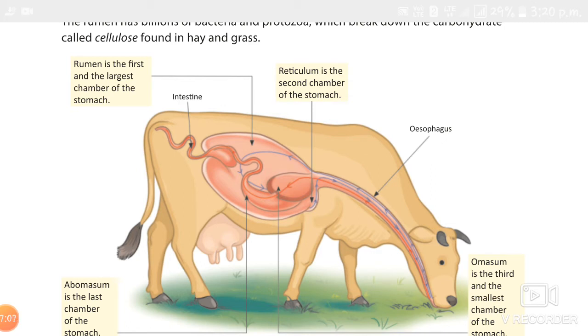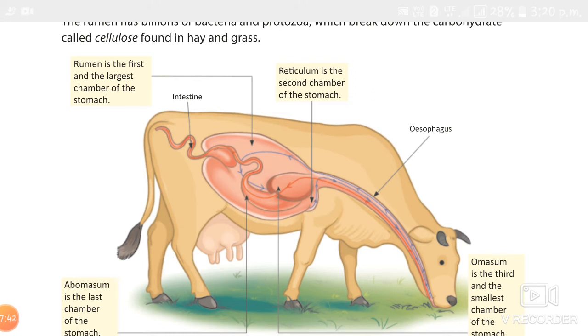The omasum absorbs excess water. Then it leads to the abomasum, the last chamber of the ruminant stomach. It is considered the true stomach. Which part is the true stomach? The abomasum is the true stomach because it is the only compartment which produces digestive juices to help digestion.